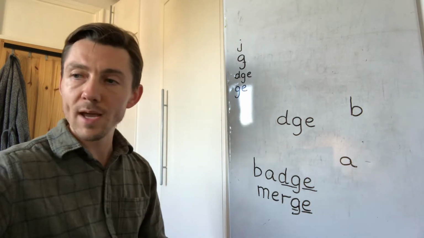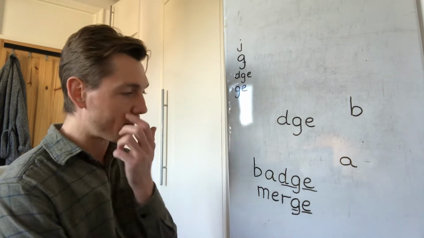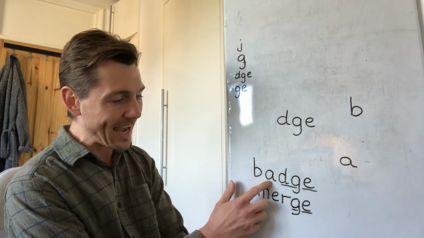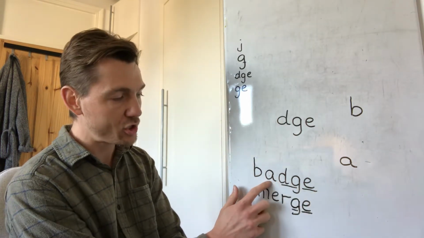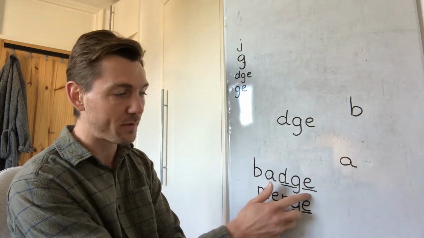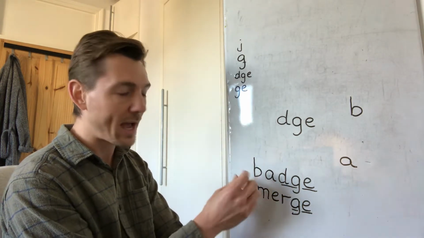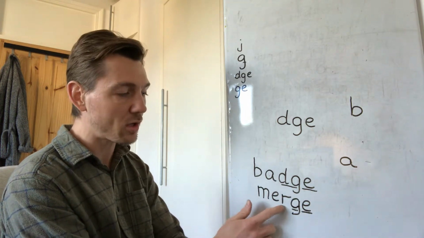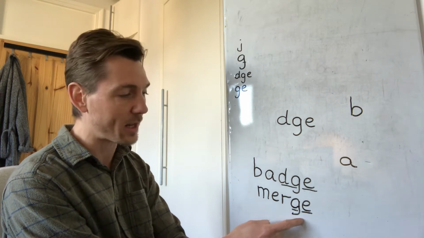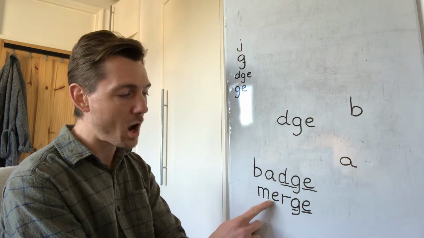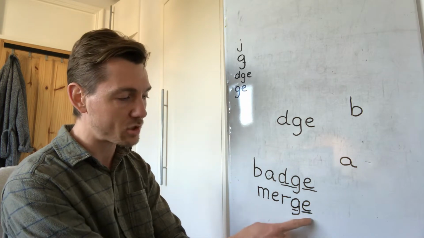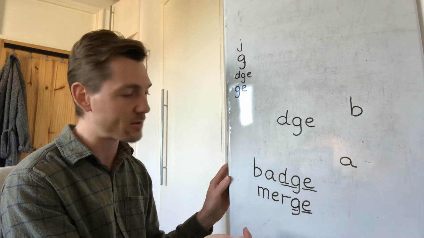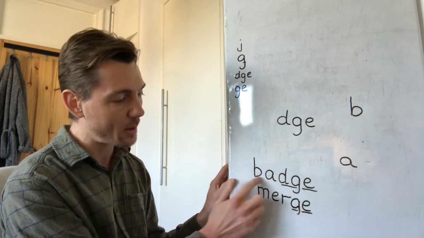So you may have spotted the pattern, so let's talk about it now. The word badge, we've got these sounds, b, a, j, a short vowel sound before the final j sound. In merge, we have a longer vowel sound before the j spelling. In merge, we have j, merge. So the difference is the length of the vowel sound before that final j sound, okay? So b, a, j, badge.